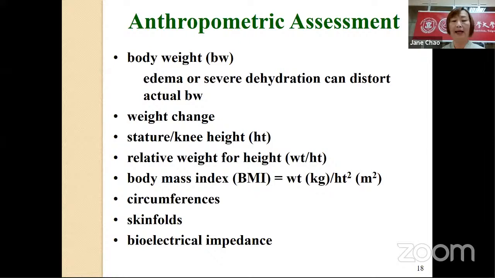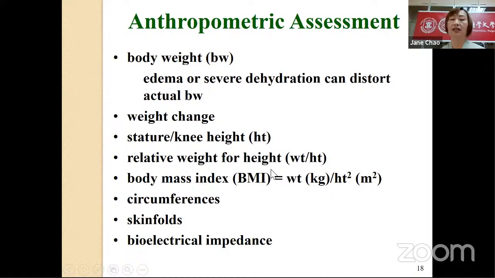So what parameter can we use to estimate your real height? We can use knee height, that means the height from your knee to your feet. We call this distance knee height. Knee height is positively proportional to your real height. So usually we can use a formula, putting knee height in as a parameter to calculate your real height. We call this estimated height. So you can use your knee height to calculate estimated height. If you have your estimated height and you know your present body weight, then you can calculate your BMI.